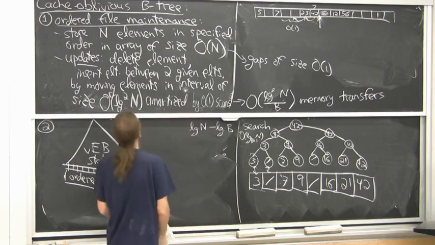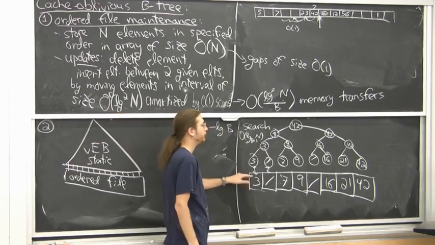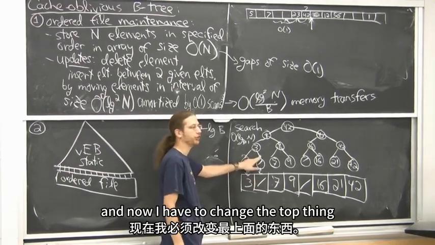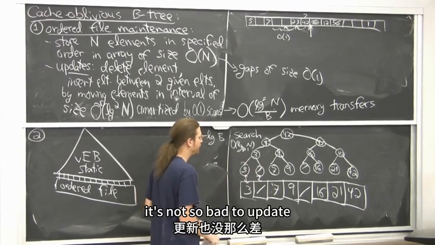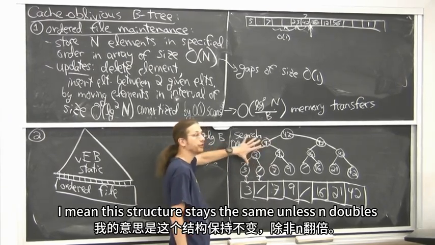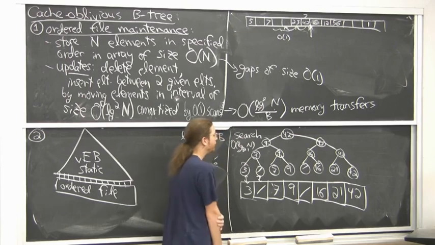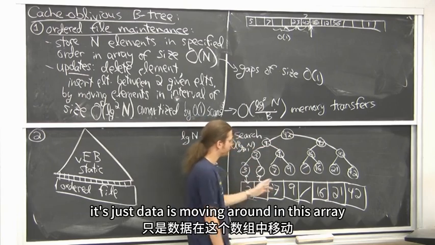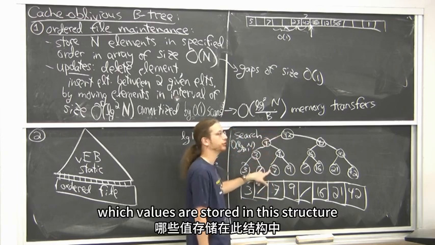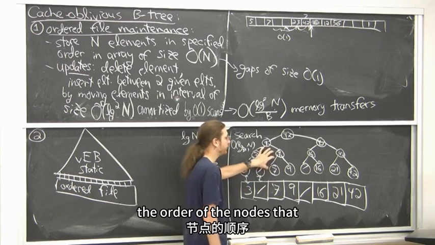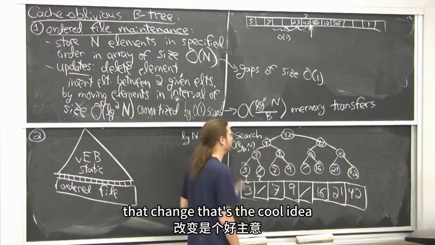Updates, two problems. One is that updating just this bottom part is slow. Second problem is if I change the bottom thing, and now I have to change the top thing. But let's look at that part first. It's not so bad to update. I mean, this structure stays the same, unless n doubles, then we rebuild the entire data structure. But basically, this thing will stay the same. It's just data is moving around in this array, and we have to update which values are stored in this structure. The layout of the structure, the order of the nodes, that all stays fixed. It's just the numbers that are being written in here that change. That's the cool idea.